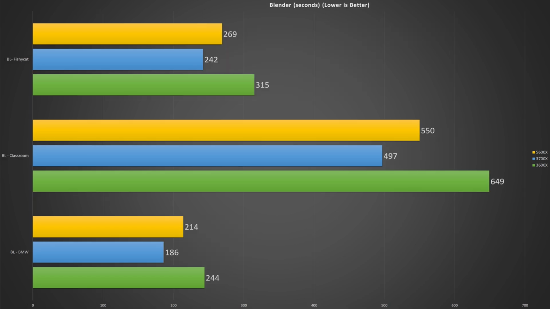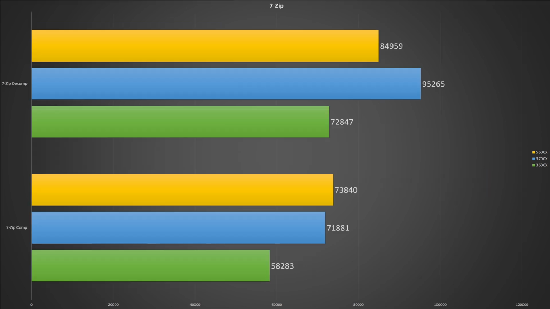In our Blender renders, we again see more cores is better, but again we see the 5600X close that gap to within 10% of the 3700X while rendering the projects about 15% faster than the 3600X. There's kind of more of the same for 7-Zip compression and decompression.